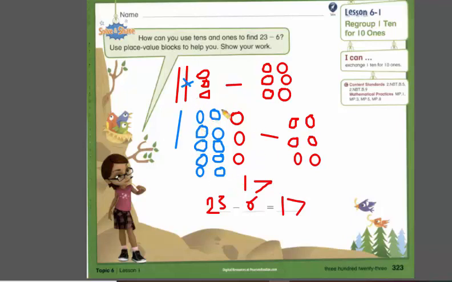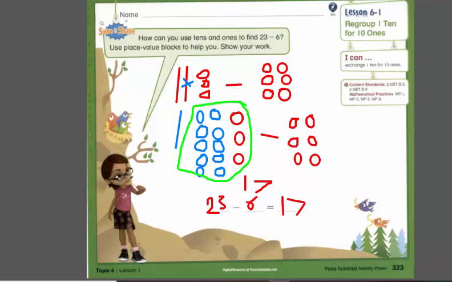So how many ones do I have now altogether? Okay, let me circle it. Here, can you see now? These are the ones. How many ones altogether? 13. So 13 ones minus 6 ones equals 7 ones. And how many tens? I have 1 ten. So 23 minus 6 equals 17. Okay, you got it?